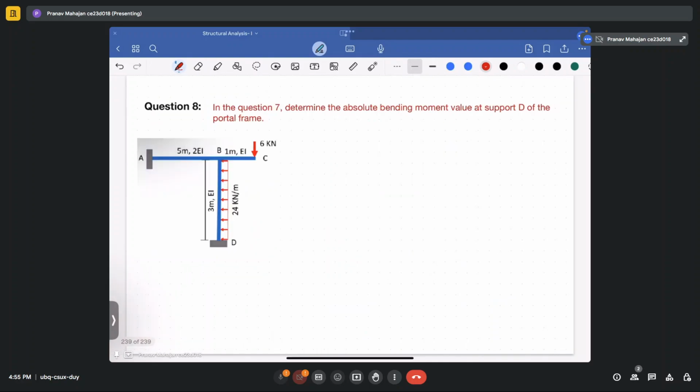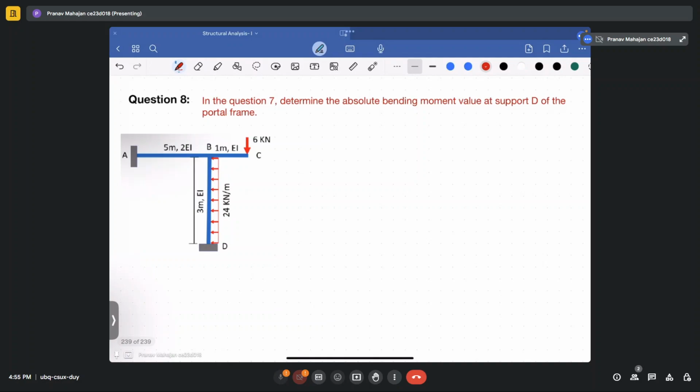Now in the next part, what is asked? You are required to determine the absolute bending moment at support D. At D, we are required to calculate the bending moment. Sorry, bending moment. We have not yet written the equation for D, so first write the equation for support D. Your MDB will be equal to MDBF plus 2EI upon L, twice of theta D plus theta B.